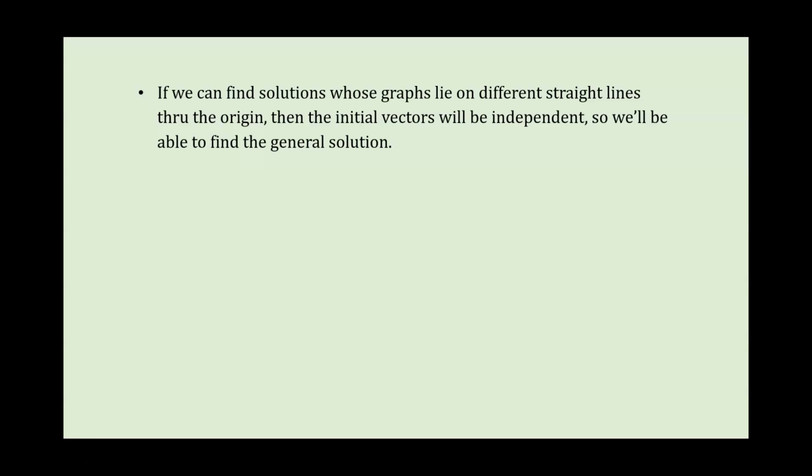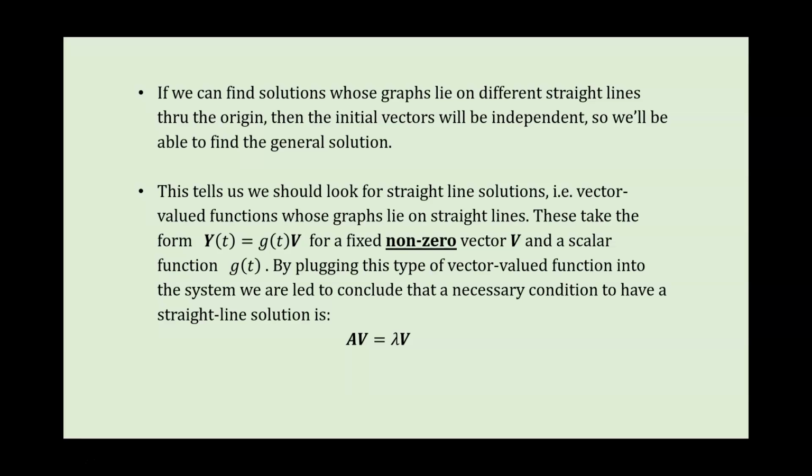Now, if we can find those solutions, we've already said that we'll be able to find a general solution. This tells us that we should reverse that and look for straight line solutions, and we did this in a previous recording, so it makes sense to look for vector valued functions whose graphs lie on straight lines. One way to write these out would be to take a scalar function of t multiplied by a fixed non-zero vector, which I'm calling capital V. What we do is just take that result, plug it in to our system, and see what possibilities are there for the vector v and for the scalar function g.